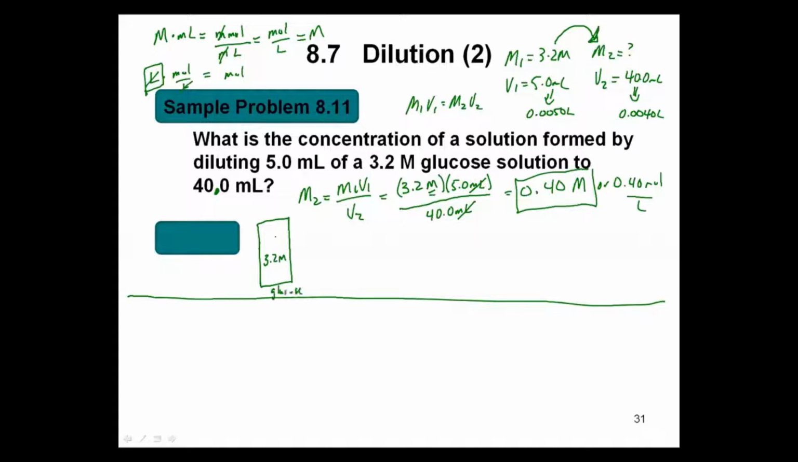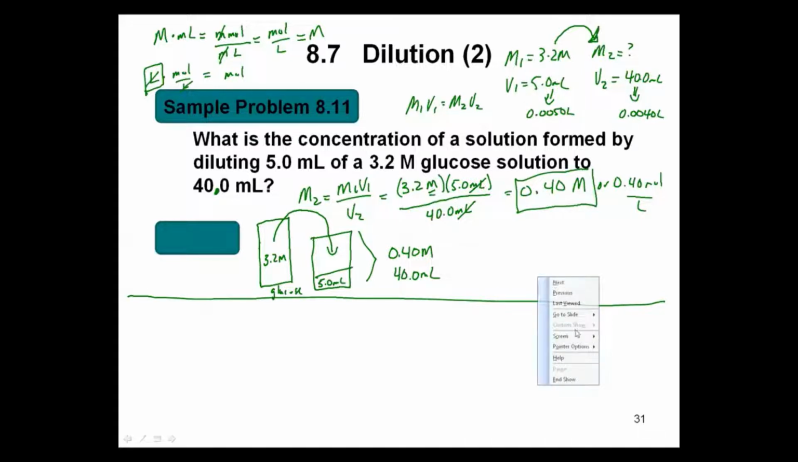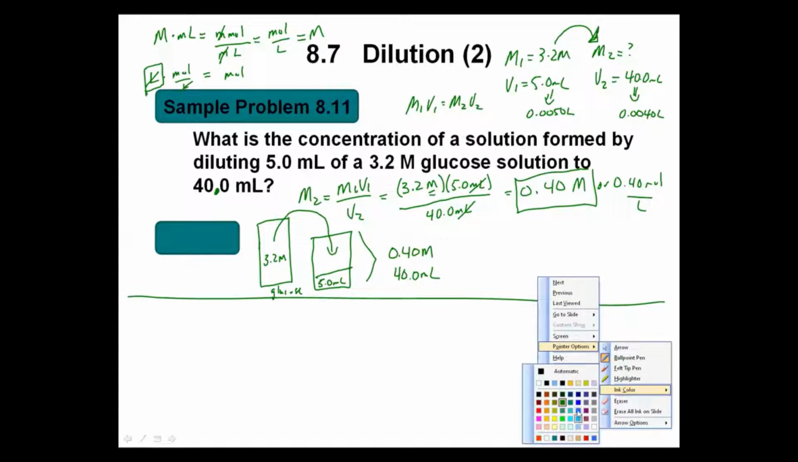And basically what we're doing is we're going to take out of that bottle and put into another container 5 milliliters of it. And what we're trying to make in this bottle is a solution that is 0.4 molar and has a total volume of 40 milliliters. So the question is, with that glucose that I just put in there to make this new solution, I do need to put some water in there with it.